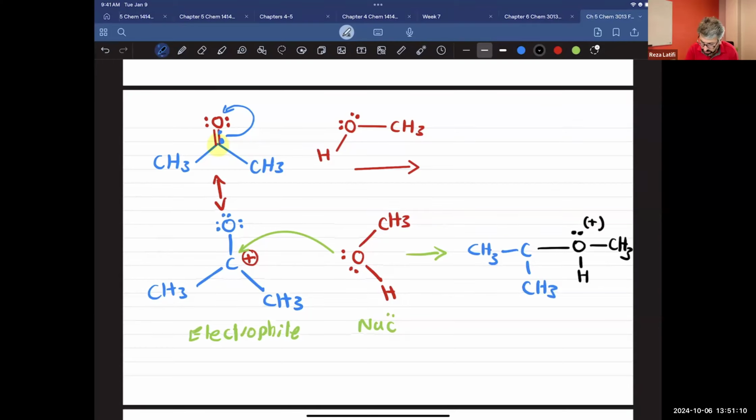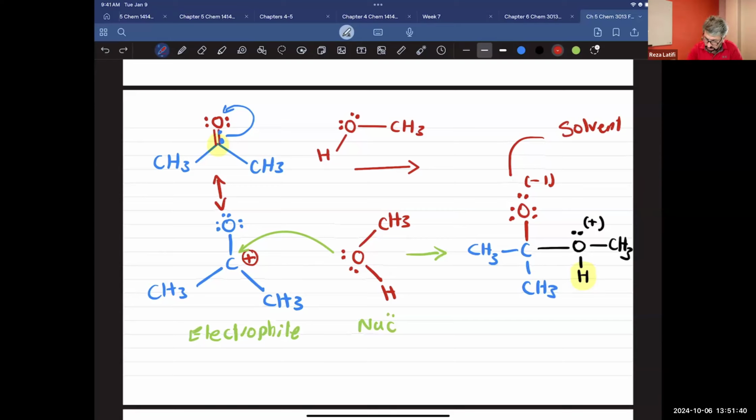Now check the last oxygen, it has three lone pairs. So this one will be -1. We have two oxygens, one is positive, one is -1. And this hydrogen will be taken by the solvent. So the hydrogen can be removed, and the solvent can donate hydrogen to this.